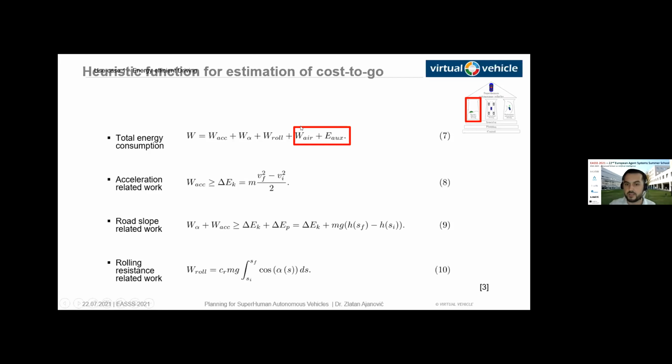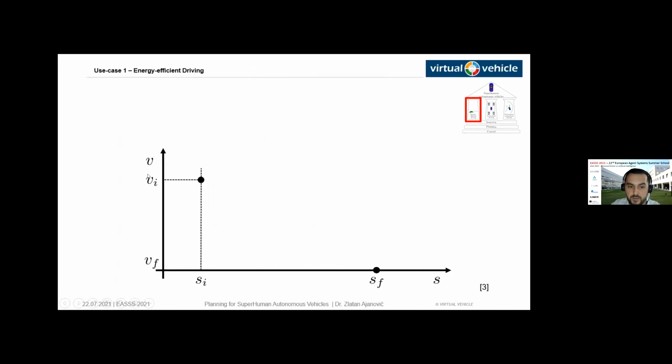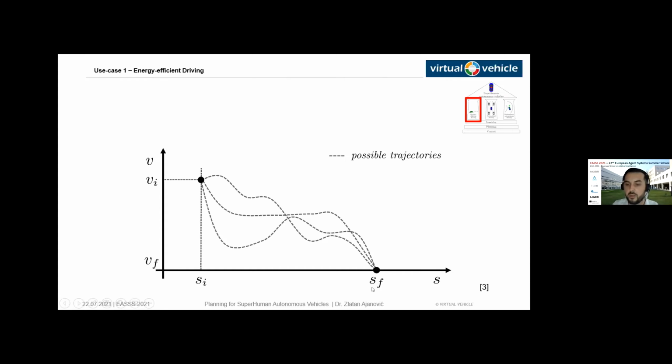And what we are left with is air resistance and auxiliary power. So if we look into this example, as we said, the goal is to find the optimal velocity based on the road slope and the vehicle model. We have some initial state and a final state. For example, we have some initial velocity at a distance of 100 kilometers from the goal, and the final state, after 100 kilometers, is to stop and have velocity 0.